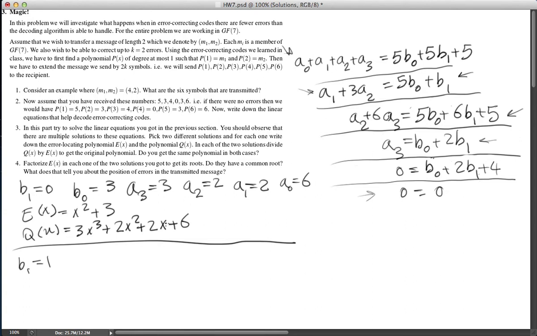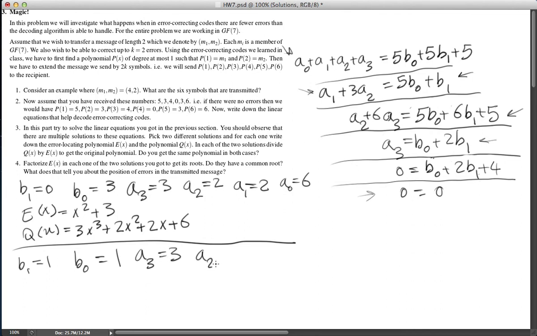Okay, now let's go ahead and write down the solution for when b1 is equal to 1. So when b1 is equal to 1, plugging it into this equation, we get b0 plus 2 plus 4 equals 0, which is saying that b0 is also 1. Now what about a3? If we plug in the values we had into this equation, we get a3 equals 1 plus 2 times 1, which is a3 is 3.